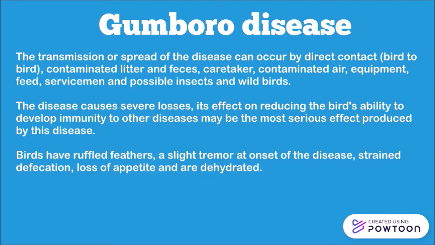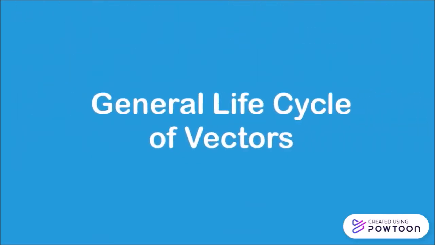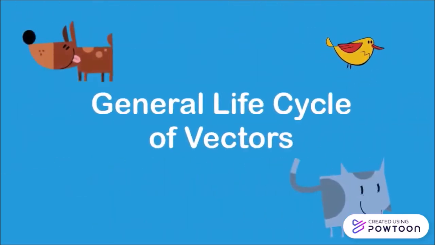These diseases can cause severe loss. It reduces the bird's ability to develop immunity to other diseases. It's the most serious effect produced by this disease. Birds afflicted with this disease have ruffled feathers, a slight tremor at onset of the disease, strained defecation, loss of appetite, and are dehydrated. Now I will be explaining the general life cycle of these vectors.